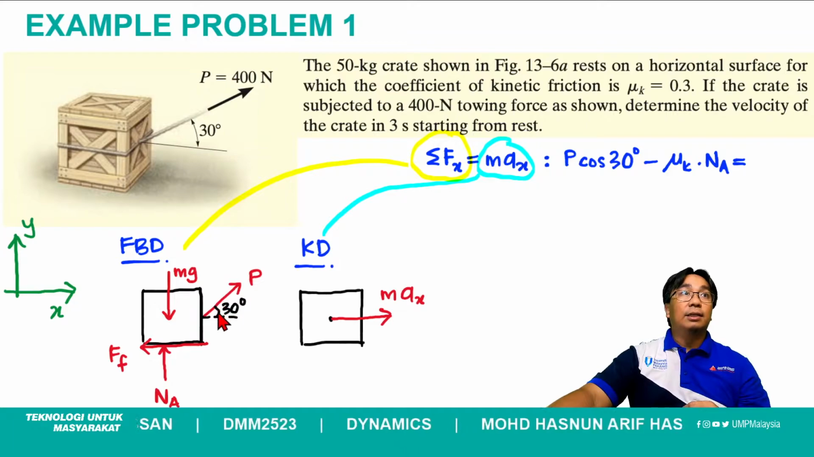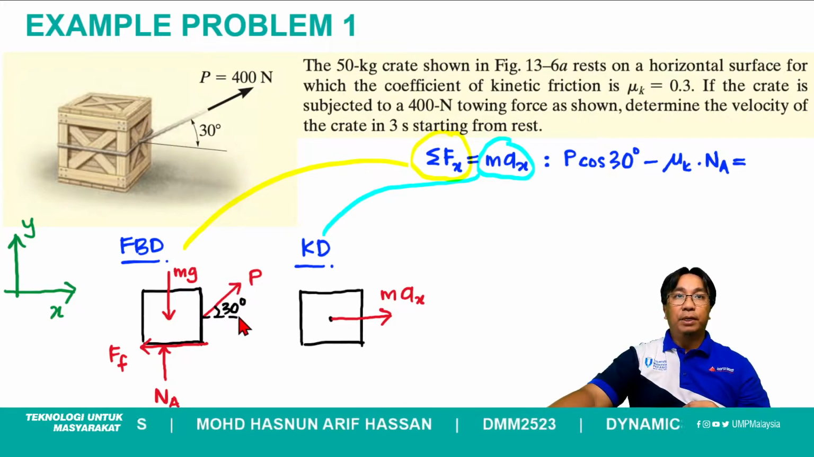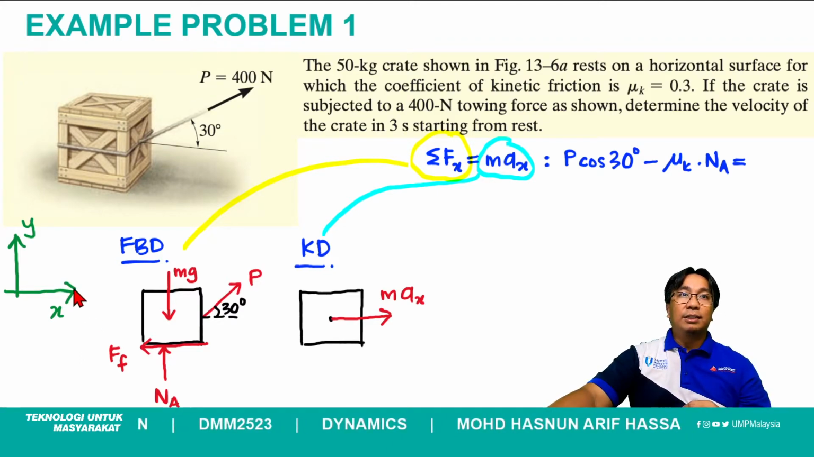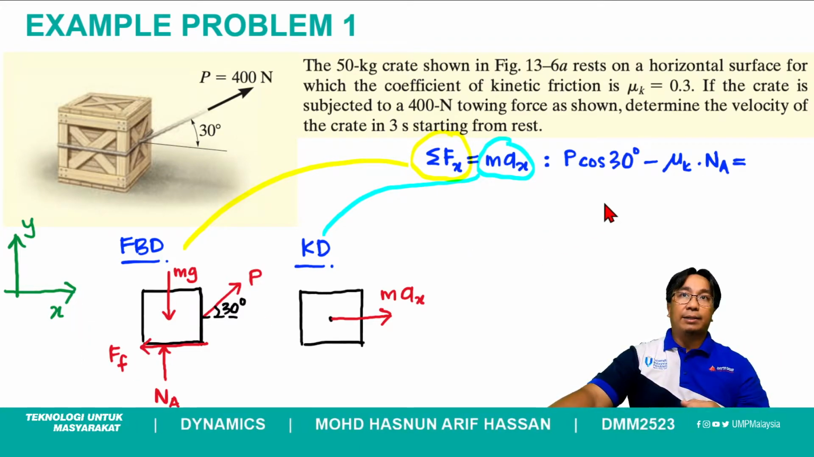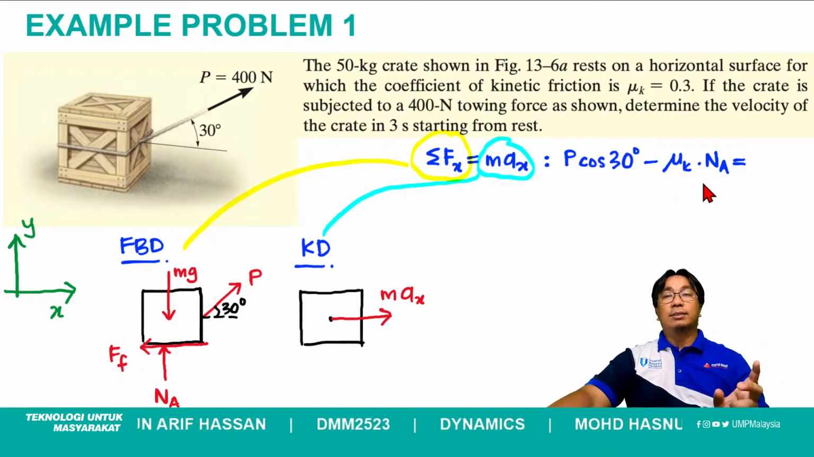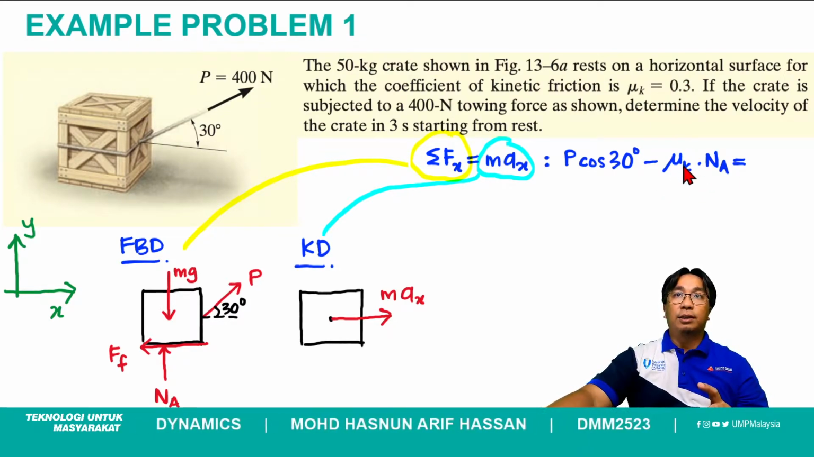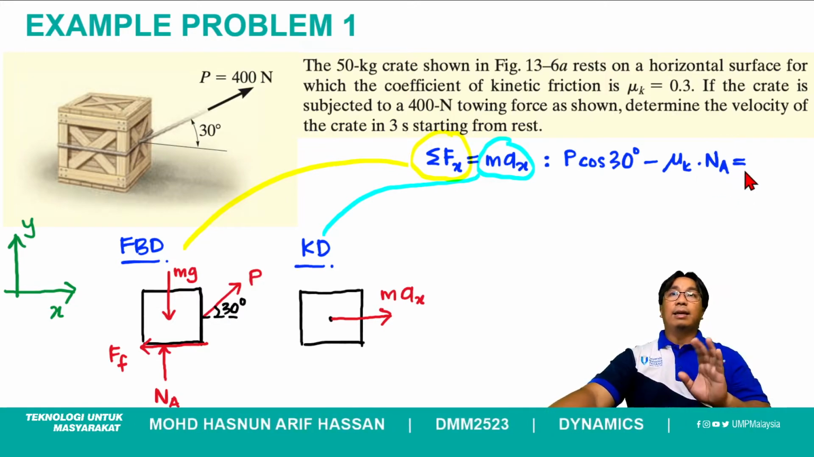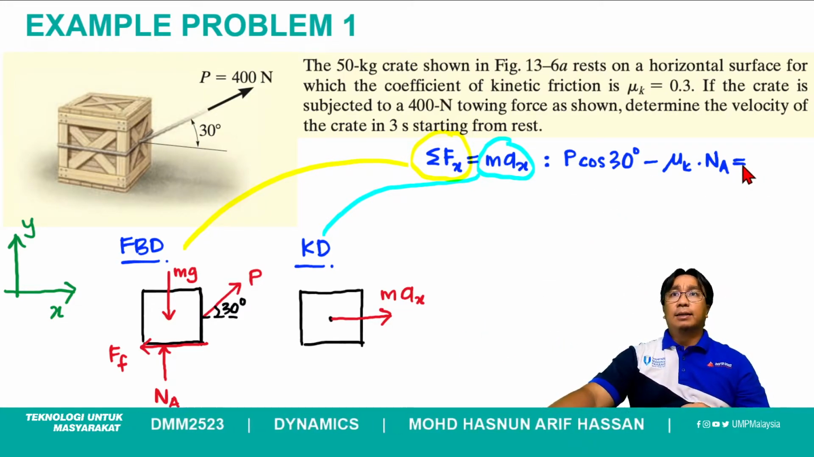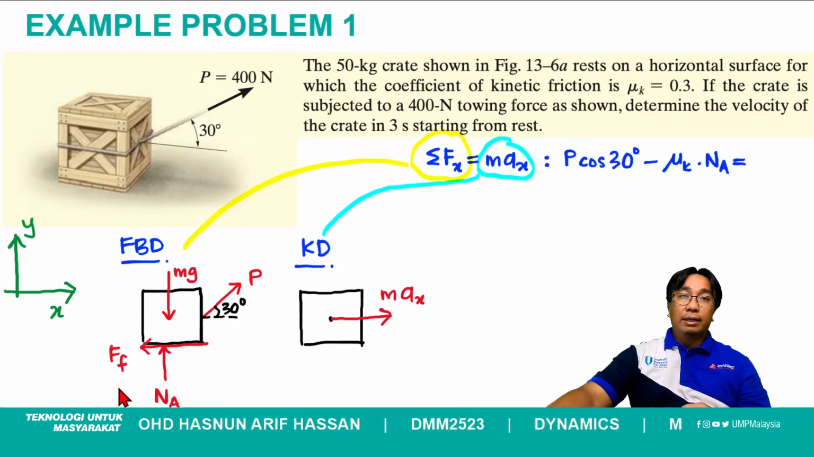Okay, you see the 30 degrees here. So to get the component of P in the x-axis, you will multiply P cos 30 degrees. And then you have the friction force to the left, which is in the negative direction of x. That's why you write it as negative. And friction force, we already told you, is equal to mu times Na. And given here, mu k is 0.3 multiplied by Na. Na is still unknown. We don't know the value of Na yet. Okay. That is all the forces you have in the free body diagram.